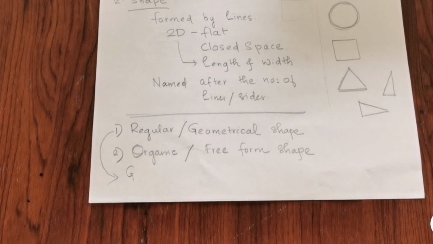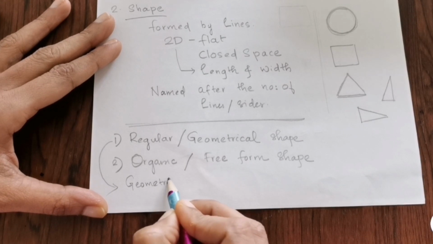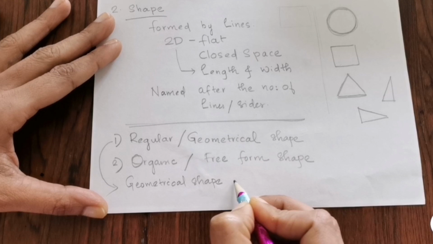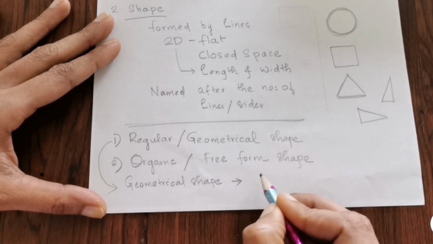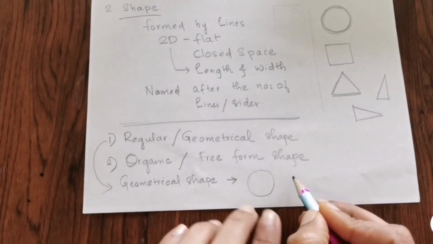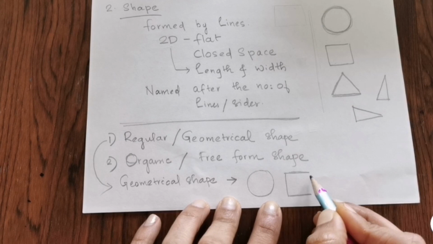I will just show you some examples of geometrical shapes, the basic shapes which we already know. These all come under regular or geometrical shapes. They are circle, square, rectangle, triangle, diamond. All these shapes come under geometrical shapes. So you can write down geometrical shape and mark all these. You can draw all these.